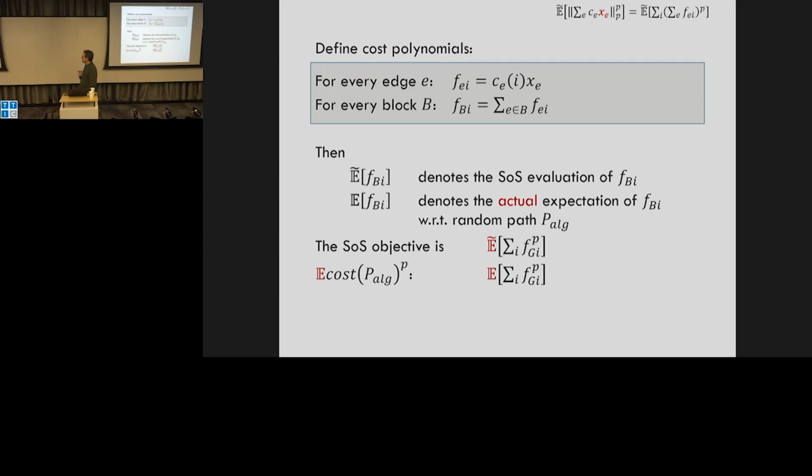Now, what is the actual cost of the path that our algorithm finds? Well, the expectation of the cost of the path to the power of p is given by this expectation. So here again, we can use the same polynomials.